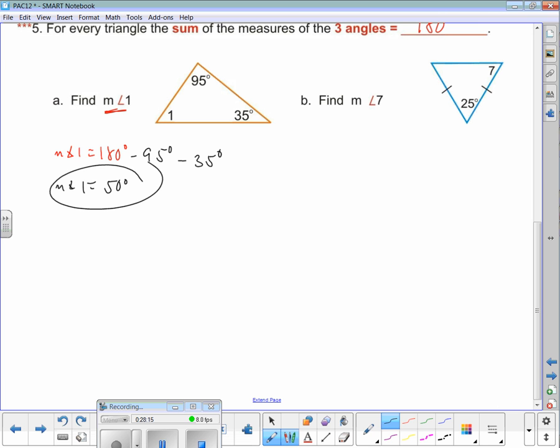Uh-oh. What in the world? We only know one angle of the second triangle. We're only told this one. We've got to find angle 7. What are we going to do?